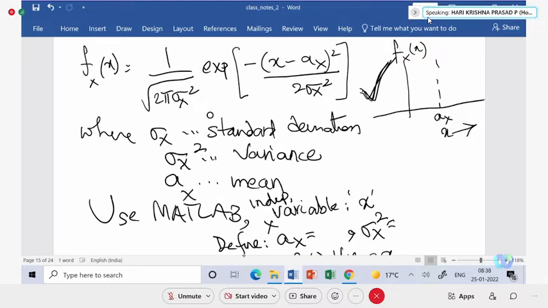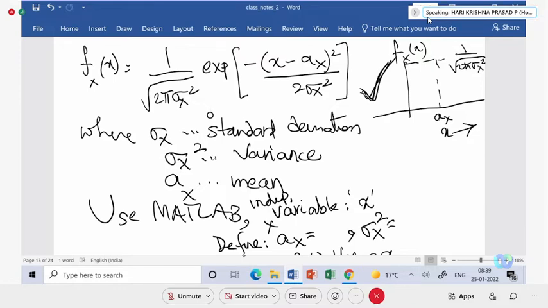When x equals a_x, e power 0 we get. That is, the value of the density function at x equal to a_x is simply 1 by square root of 2 pi sigma_x square. That is the maximum value of the density function, and it happens at x equal to a_x. That's why the term a_x is referred to as the mean of the density function.